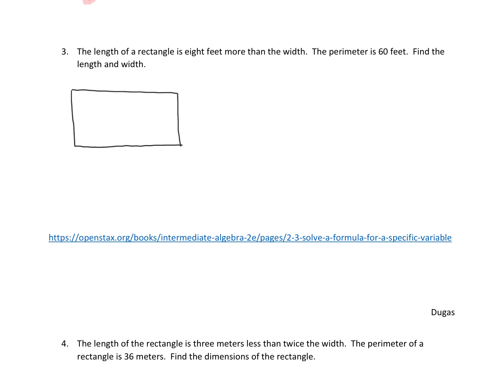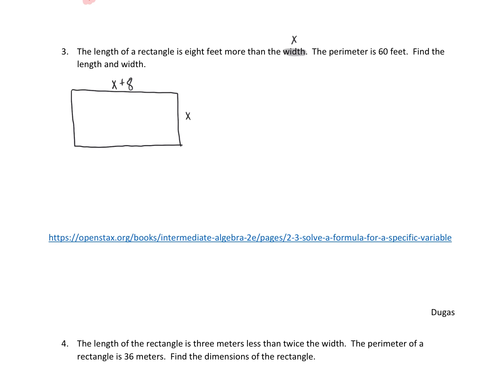So we have a rectangle this time, and it says the length is 8 feet more than the width. Notice that it's comparing to the width. Whatever it's comparing to is the variable by itself. So the width is going to be x. The length is 8 feet more than that. So the length is 8 feet more than x. So x plus 8. The perimeter is 60 feet.